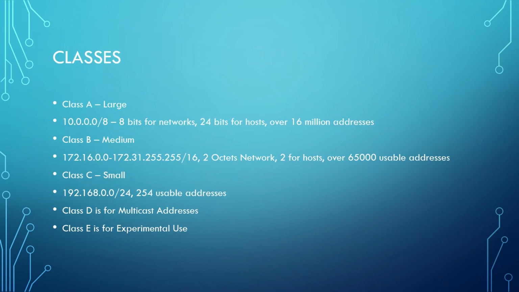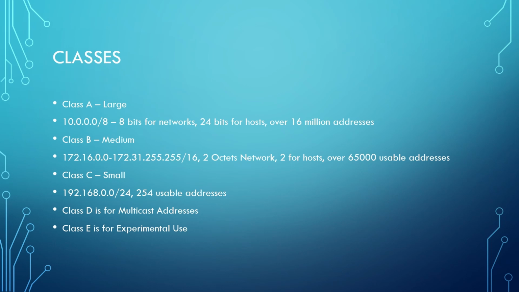We also have classes of IP address. Class A is a large class. That's 10.0.0.0/8. We have 8 bits for networks, 24 bits for hosts, and over 16 million addresses overall for that network.